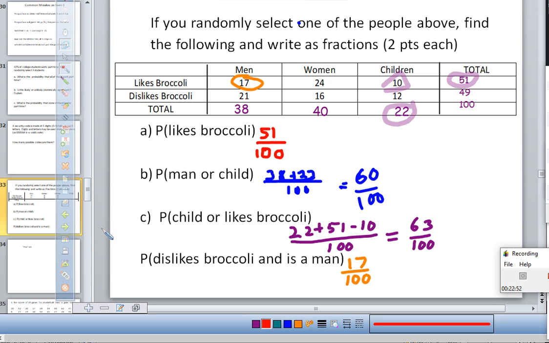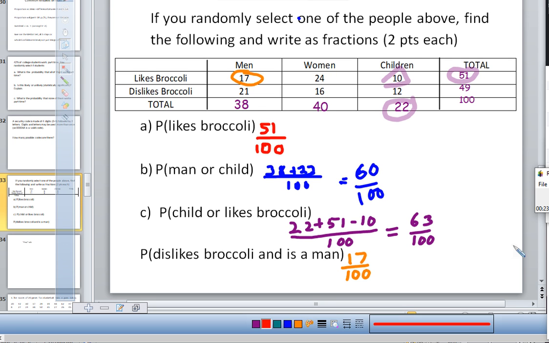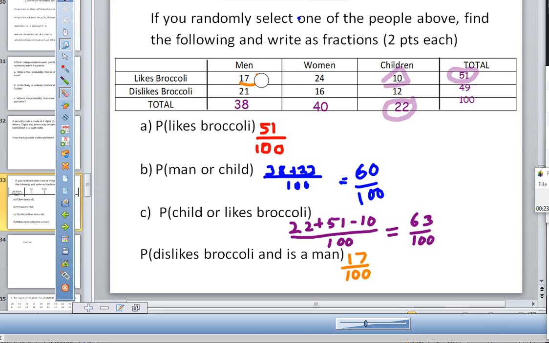Okay, good. Do you guys want to see that? I can show you that if you want. Why is it not 21 out of 100? Which one is not 21 out of 100? The last one? I think they're talking about the last one. Because it's, no, dislikes broccoli. It is. Because Ms. Young can't read, that's why.